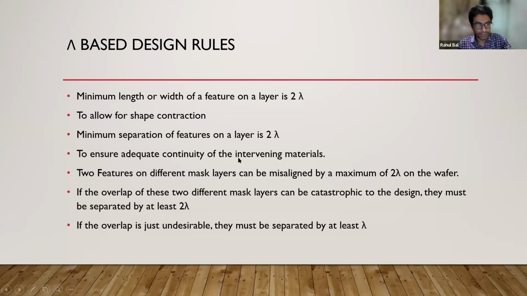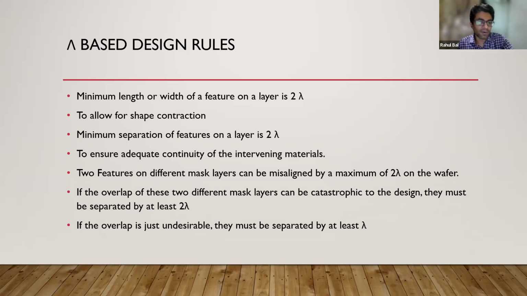Now, two features on different mask layers can be misaligned by a maximum of 2 lambda on the wafer. So for different mask layers also, we can measure the distance between the features on the different mask layers. As I said, we have to use multiple masks in the fabrication process, and during that process, the distance between the components also matters. So when you are using multiple mask layers, the distance between the two components in multiple mask layers also should be a maximum of 2 lambda. That is the meaning of this line.